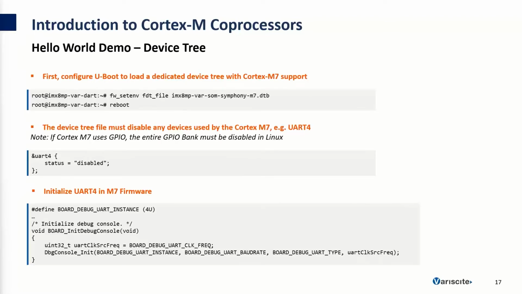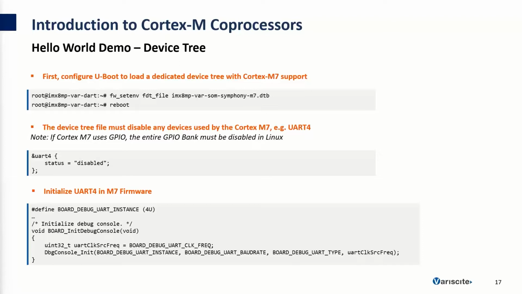Before we can run the Cortex-M7 firmware, we first need to boot a special Linux device tree file. The device tree file must disable any peripherals that will be allocated to the Cortex-M7 to avoid any conflicts. The A53 and M7 cores cannot both access a peripheral at the same time.